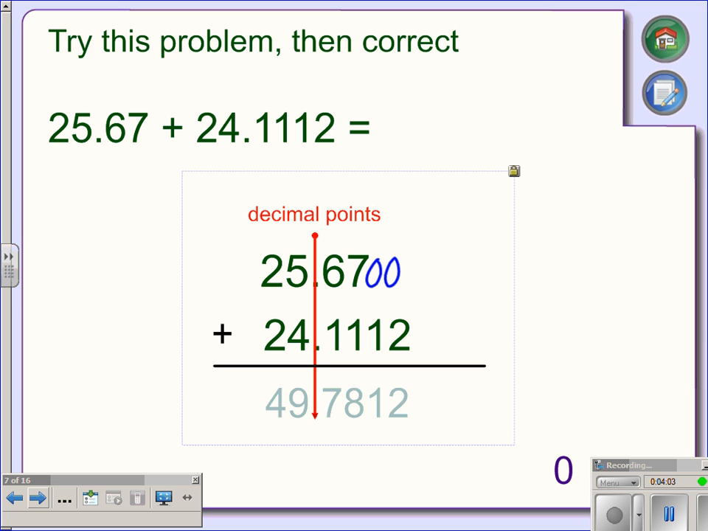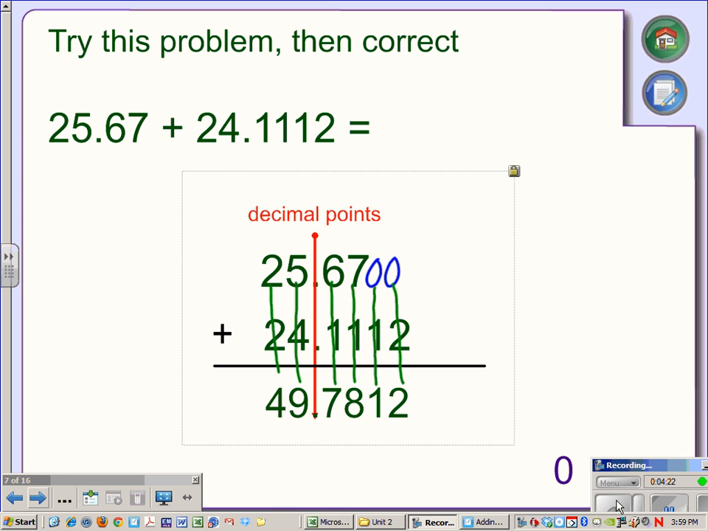So if we add, we have our 0 plus 2 is 2, 0 plus 1 is 1, 7 plus 1 is 8, 6 plus 1 is 7, 5 plus 4 is 9, and 4 plus 2 plus 2 is 4. Just like with any other addition problem, if we would have had to do any other carrying, we would have done that.